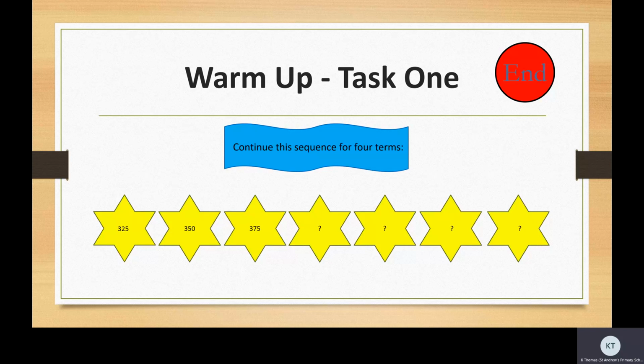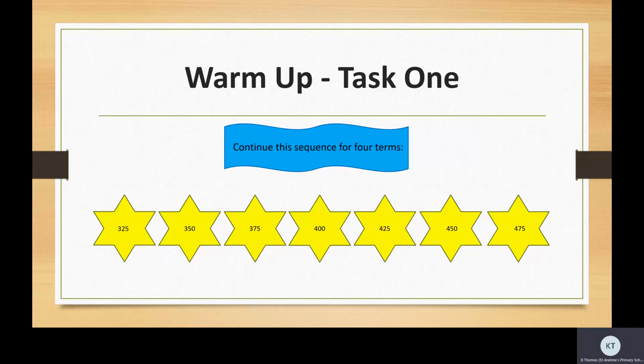Okay, let's check. First of all, in the number sequence, the first 3 numbers were 325, 350 and 375. So my first job was to work out the difference between those numbers. I know the difference between 325 and 350 is 25. There's also a difference of 25 between 350 and 375. So I know that the pattern in this number sequence is add on 25.